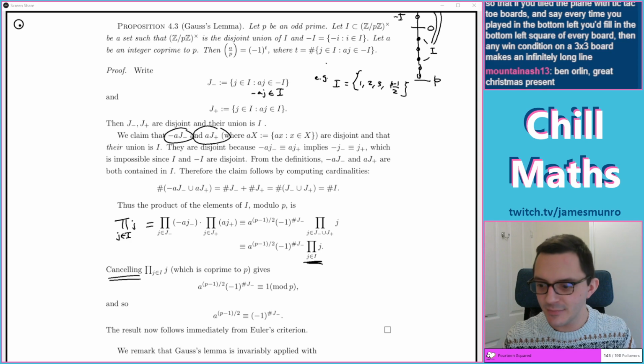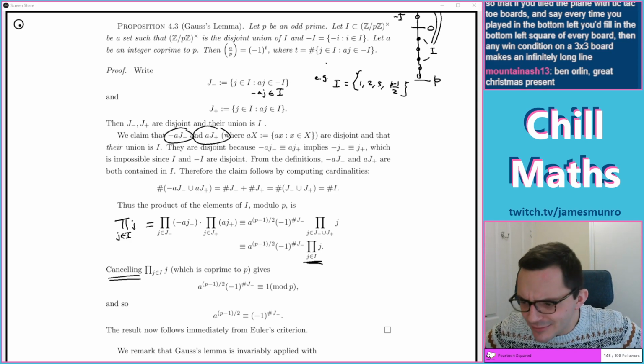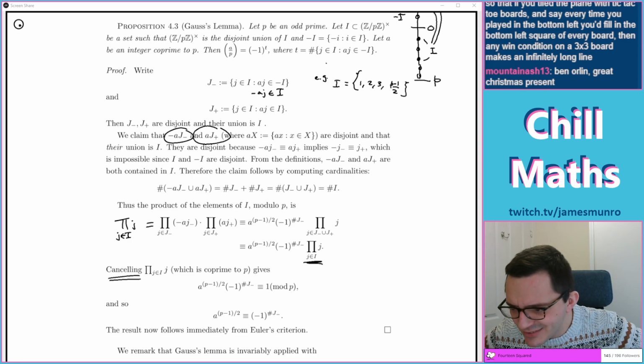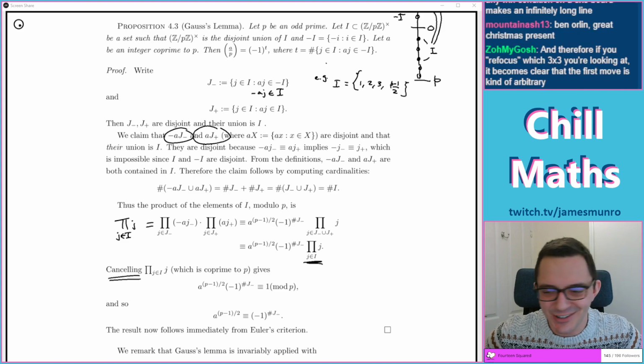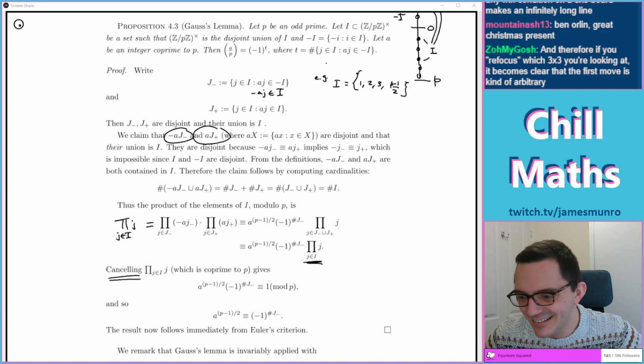Christmas. Right, Zoe's describing noughts and crosses. I'm going to need a separate doc, I think. Is it on a torus? Is it on a torus?